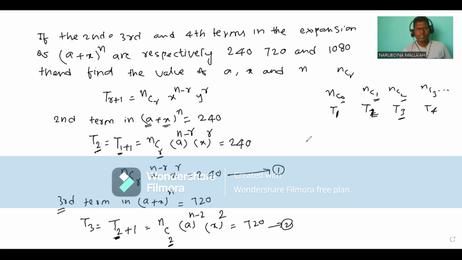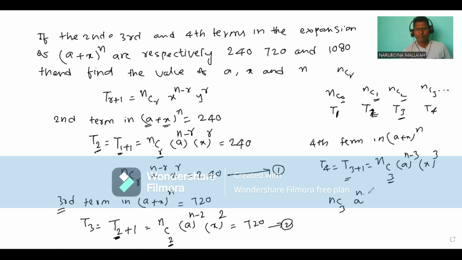Third equation. Here, the fourth term in (a + x)^n is T4, which is T(3+1). That is nCr with r value 3. First term a, second term x, n minus 3 as the power of a, and write this as the power of x. So once again I am writing nC3 a^(n-3) x^3. This is equal to 1080. Say this is equation 3.